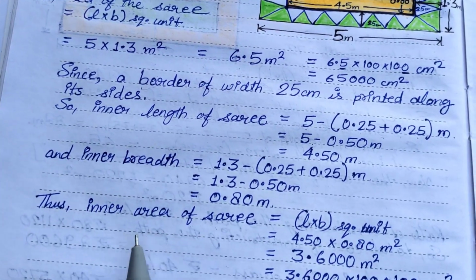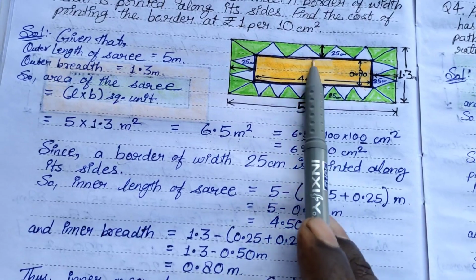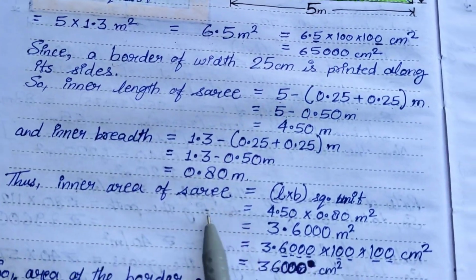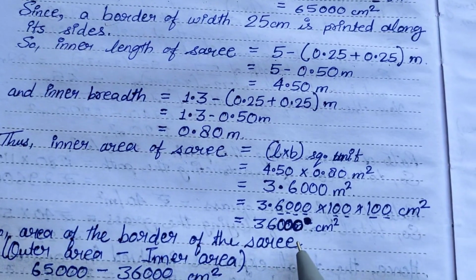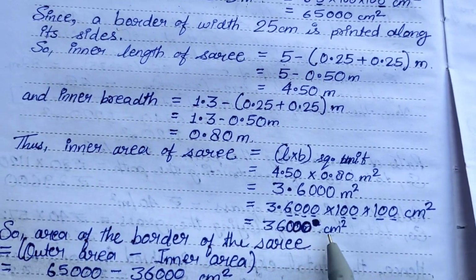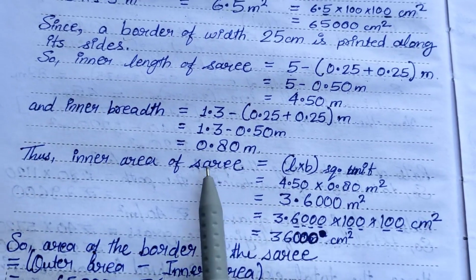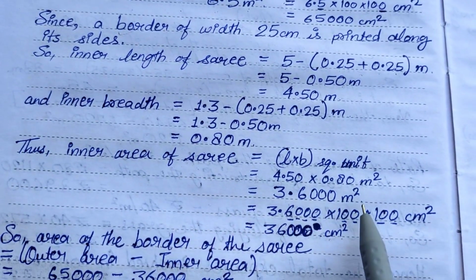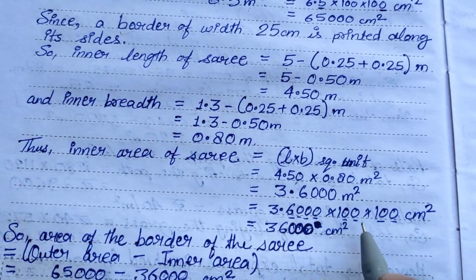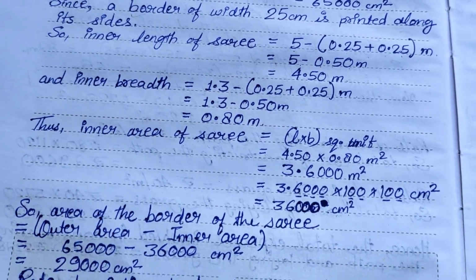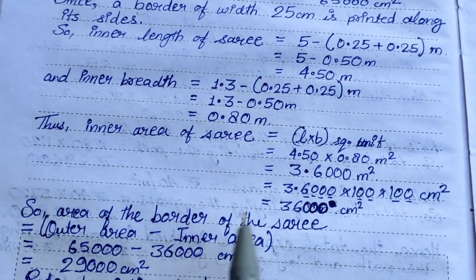Now you have to find the inner area of the sari, the orange one. To find the inner area, you have to multiply inner length with inner breadth. So you have 36000 centimeter square. Centimeter square, why? You found the length in meter and breadth in meter. Now you have to change it into centimeter by multiplying by 100 two times. So you will get 36000 centimeter square as inner area.